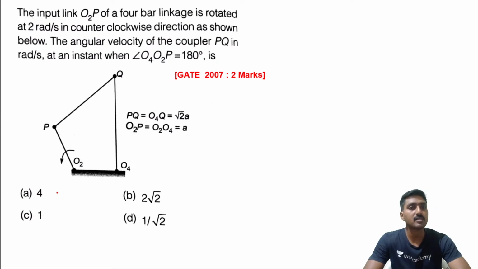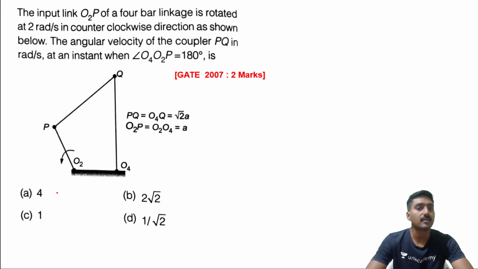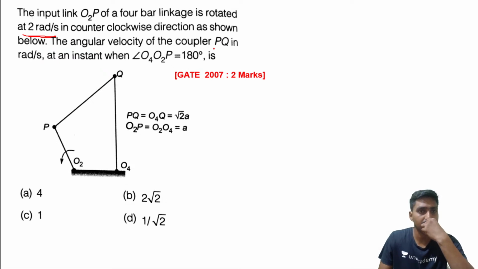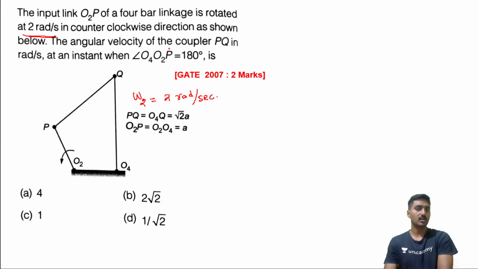One more simple question. Here we need to apply the instantaneous center method, so we need to draw the instantaneous center. The input link O2P of a 4-bar mechanism rotates at 2 radian per second in the counterclockwise direction. The angular velocity omega 2 of the input bar O2P is 2 radian per second. Now we need to calculate the angular velocity of the coupler PQ, that is omega 3.